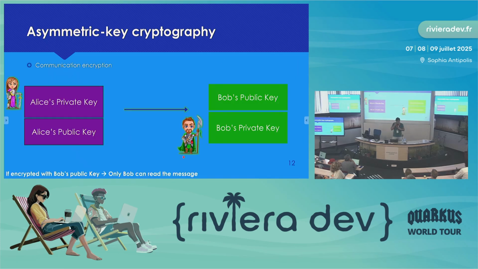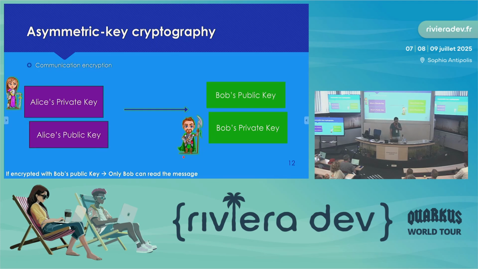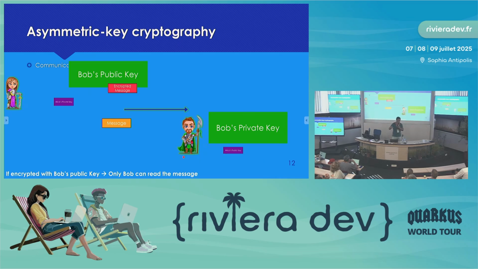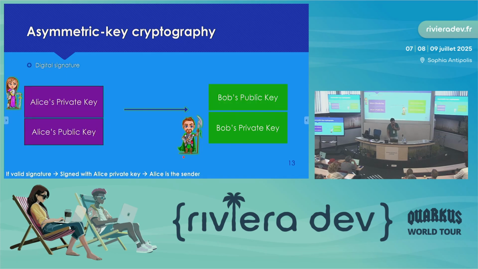How does it work? So Bob and Alice will have their own pair of keys. The first step is we exchange public keys. And then if Alice wants to encrypt some message, she creates a message, uses Bob's public key to encrypt the message, and sends the encrypted part to Bob, and Bob can decrypt it with his private key. Then he has the decrypted message.